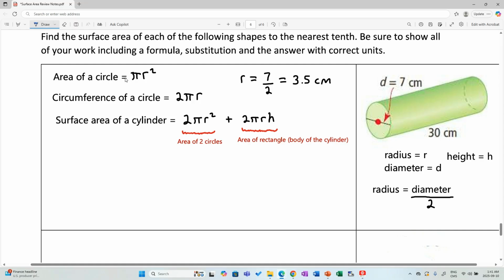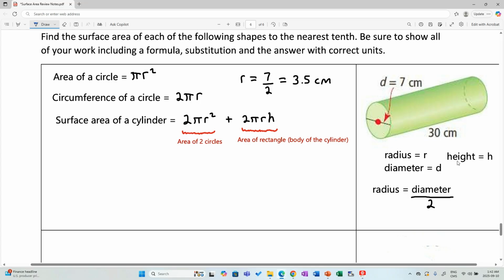The area of a circle is defined as pi r squared, with r being the radius of the circle. The circumference of a circle is defined as 2 times pi times radius. Diameter is the distance from one edge of the circle to the other edge passing through the center. Diameter here is 7. Radius is the distance from the center of the circle to one of its edges. Hence, radius is half of the diameter. So if the diameter is 7, to find the radius, I simply divide 7 by 2 to get 3.5 centimeters.